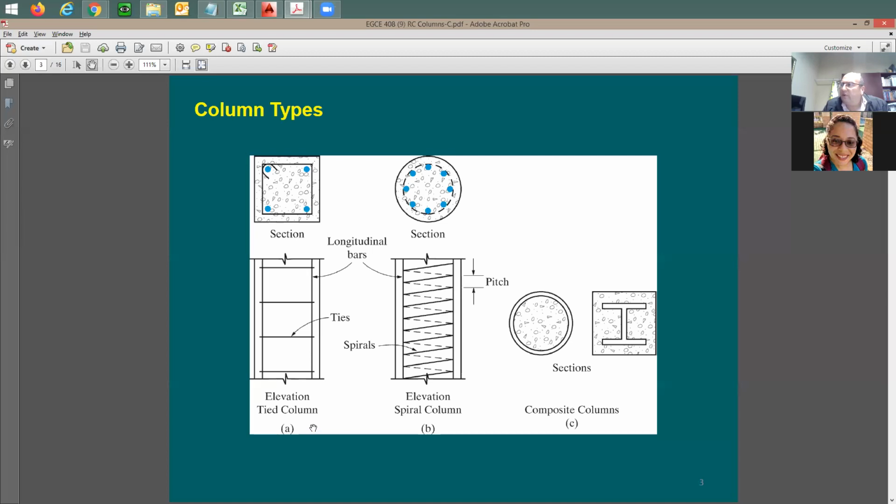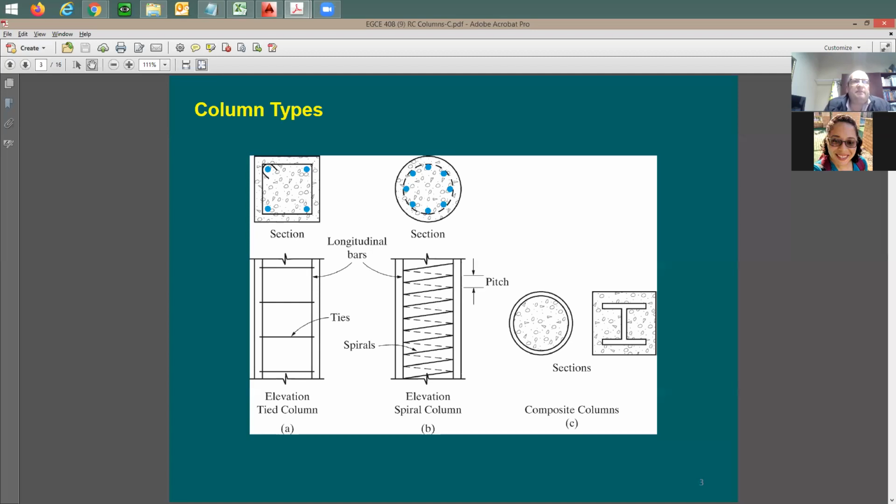The other type of column we call the spiral column. It's going to be a round column, round shape. We're going to have the same vertical rebars or longitudinal rebars, and then we're going to have this spiral. The spiral is going to be one piece of rebar, and most likely it's going to be number 3. And it goes like this. It's just one piece. The spacing here is called pitch, and this pitch is usually about 3 inches.